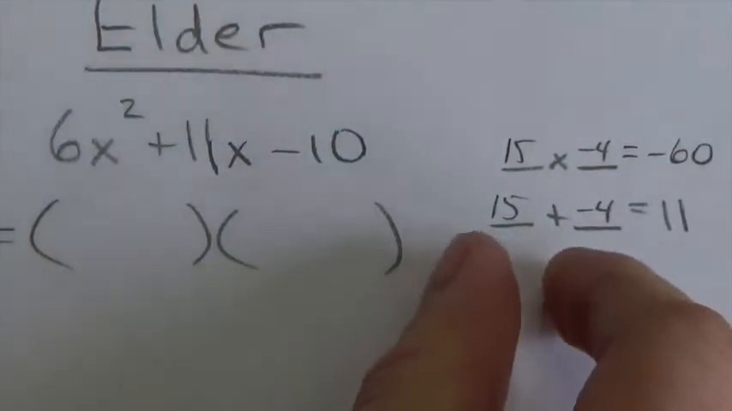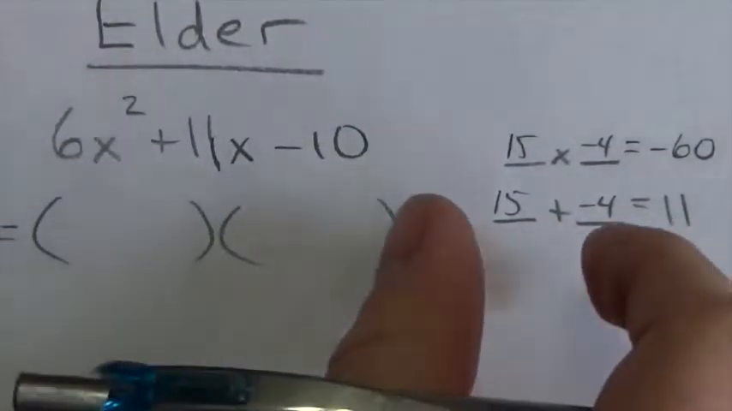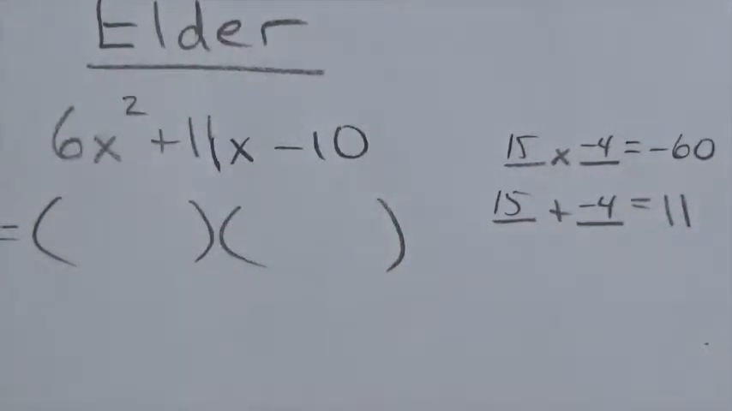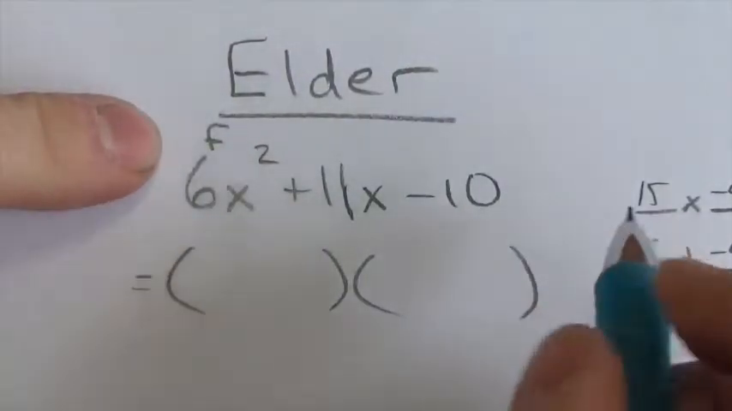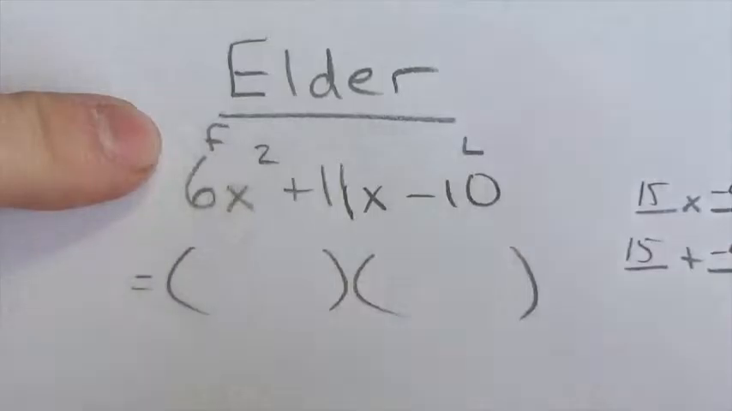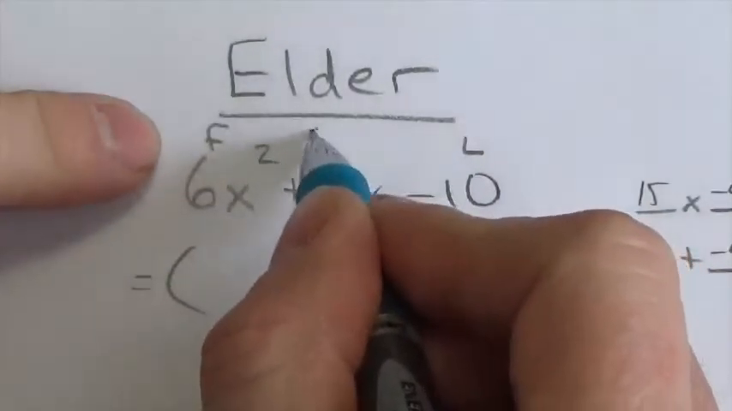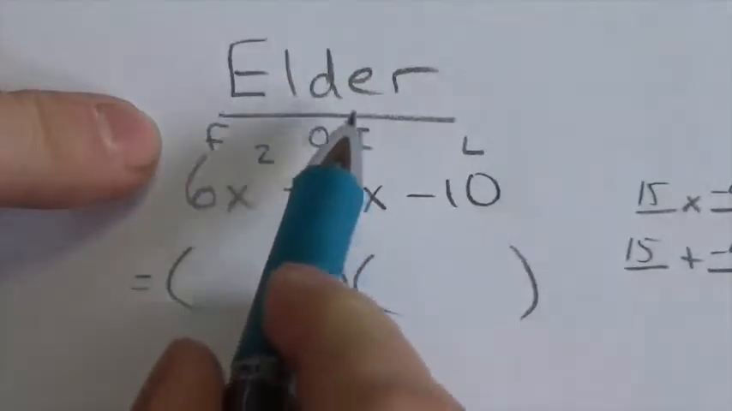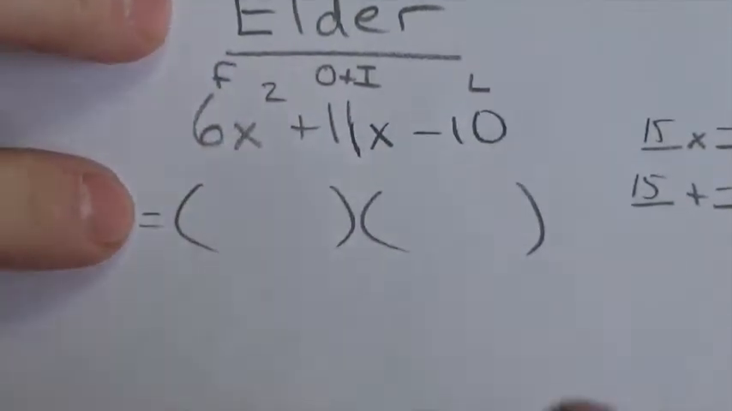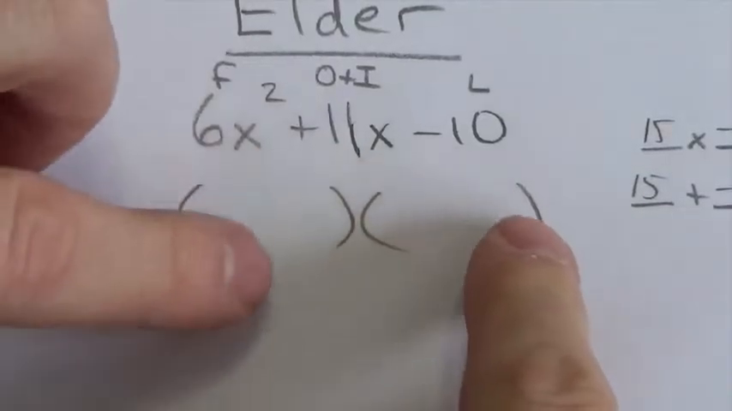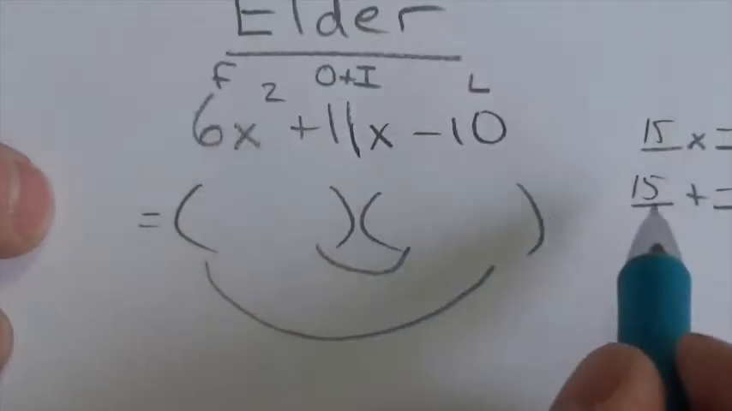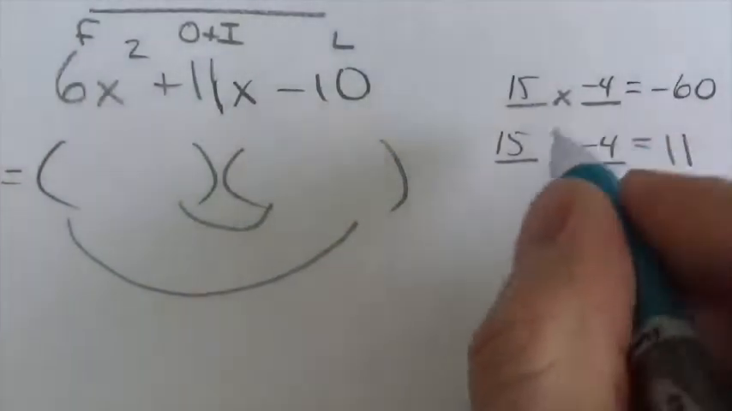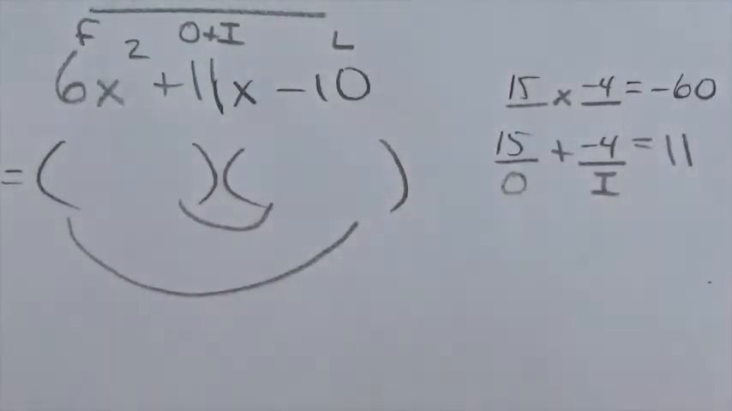Now, here's the significance of these two numbers. Okay, if you understand the way FOIL works in order to expand two binomials here, then what you know here is this first term here is the product of the first two terms. This number back here is the product of the last two terms. This number right here is the sum of the outer and the inner. This is your OI, okay? So these two together give me the first term. These two together give me that last term, and I multiply them together. But what I just found were the outer and the inner products.